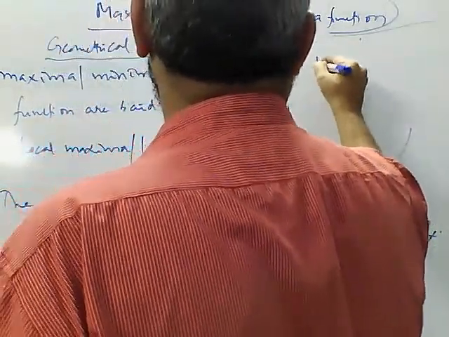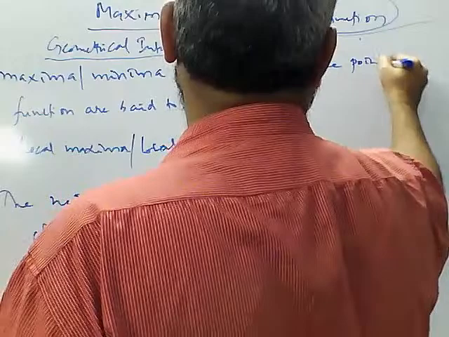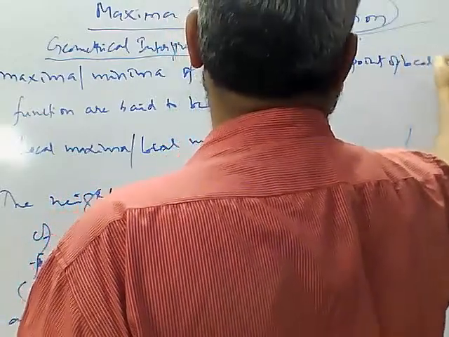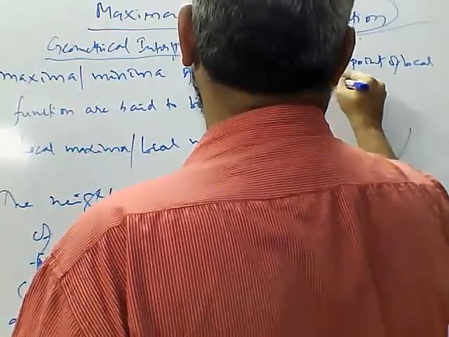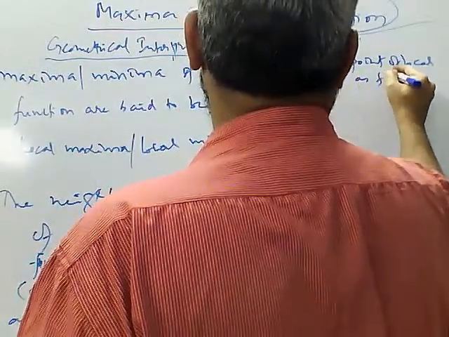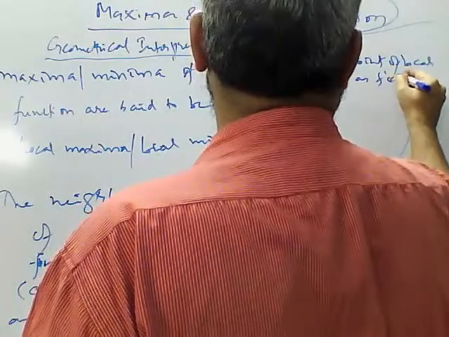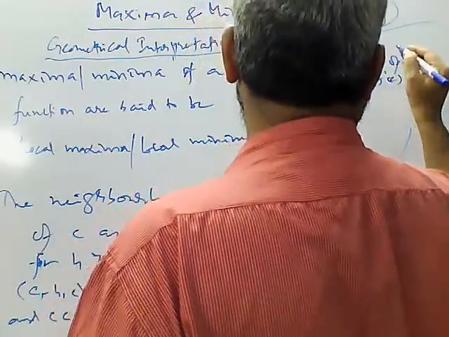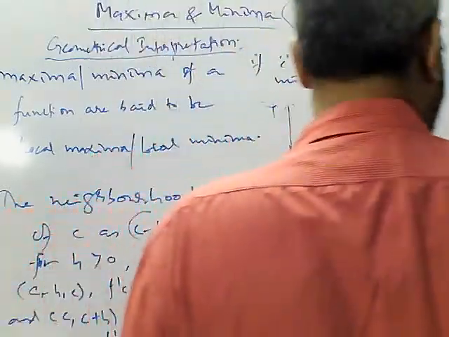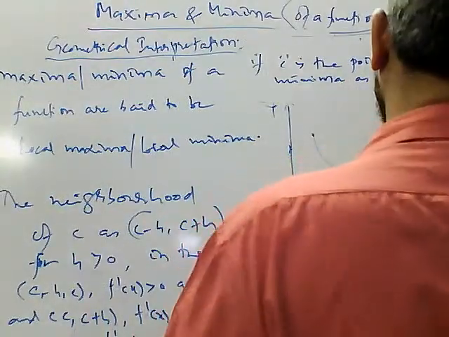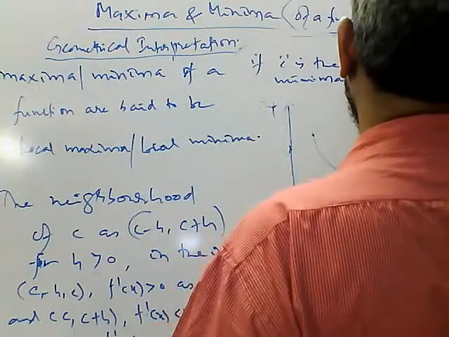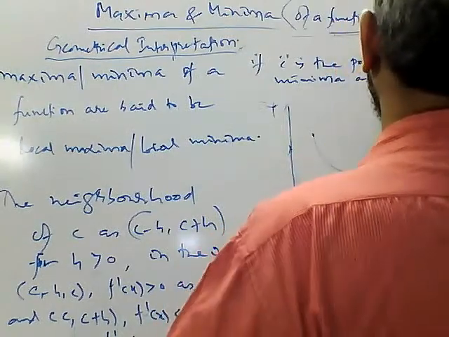If C is the point of local minima, then f dash C is less than 0. f of C is the minimum value.